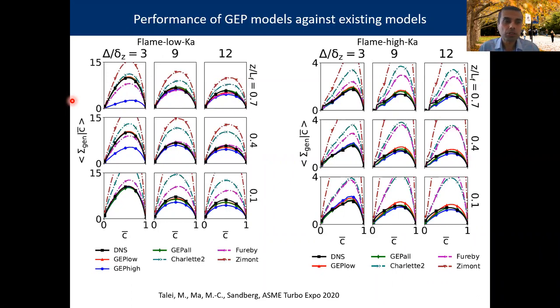One of them is to look at the flame surface density conditional on the progress variable, and see if we can actually predict the DNS one by using the model. I'm showing the low Karlovitz number flame and high Karlovitz number flames in these two groups. We have three rows, each representing one streamwise location, 0.1, 0.4, and 0.7 of the total flame length, and three columns, each representing one filter size.